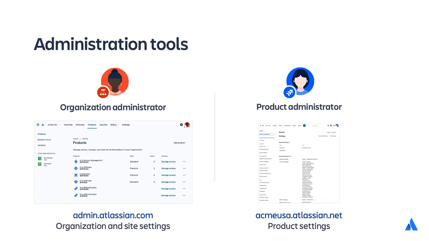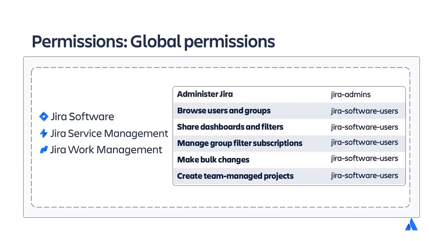The two administrators access their administration tools from different URLs. Organization administrators manage their organization and sites at admin.atlassian.com. Product administrators go directly to their sites, for example, acmeusa.atlassian.net. After organization access, and then product access.